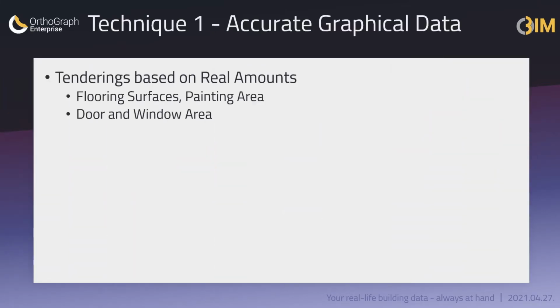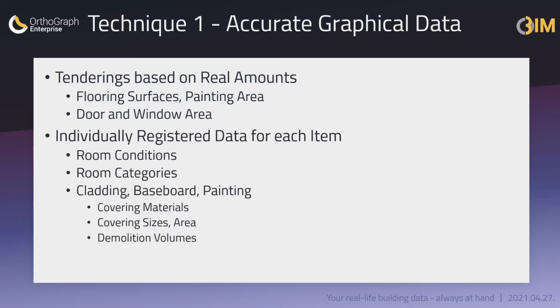First and simplest, savings are to be achieved by knowing the exact surface amounts divided by materials and conditions. This way, tendering, waste amount calculations, so all kinds of planning can be done using real amounts. In detail, during the surveying, room conditions and their use must be recorded, and in addition to that, further details like cladding, baseboard and painting surfaces and materials need to be registered.